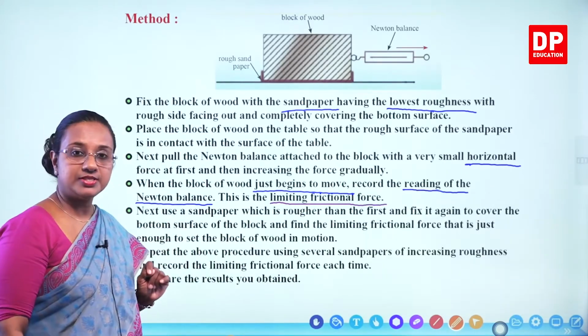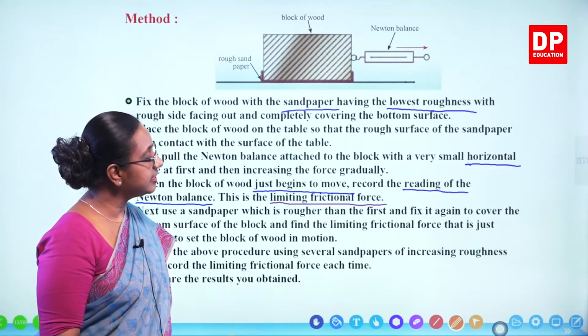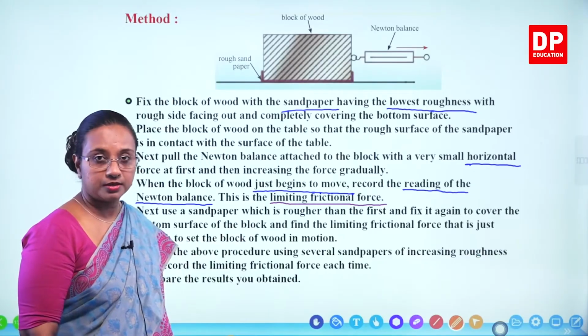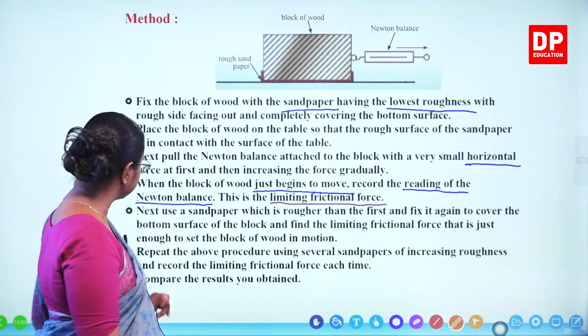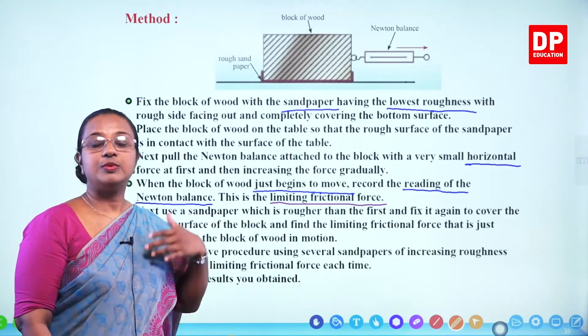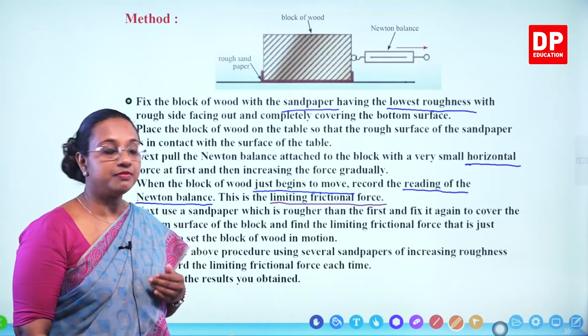Next, use a sandpaper which is rougher than the first and fix it again to cover the bottom surface of the block. And find the limiting frictional force that is just enough to set the block of wood in motion. So we repeat the same activity with different types of sandpaper.